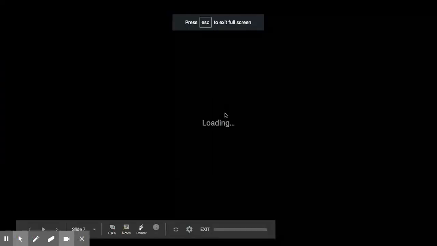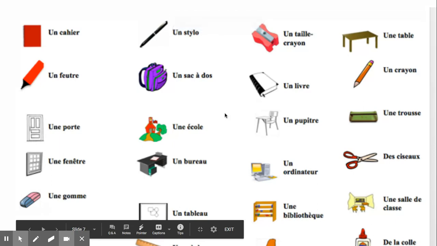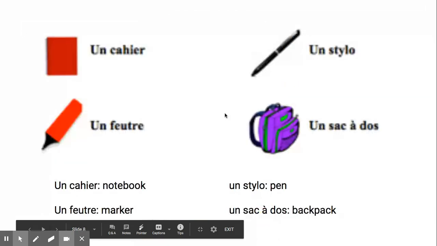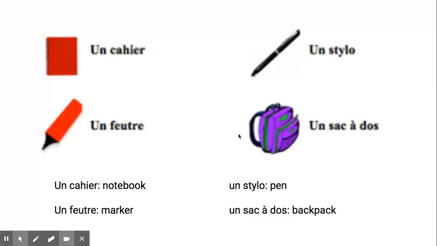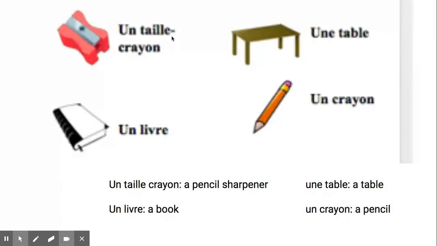these are all of the classroom objects, and I have them in here kind of smaller. So we have un cahier, which looks a little blurry. Hopefully it's not blurry on your slideshow. Un cahier is a notebook. Un feutre is a marker. Un stylo is a pen, so think of stylus. And un sac à dos is a backpack. Un taille crayon, remember crayon means pencil. Taille crayon is a pencil sharpener.